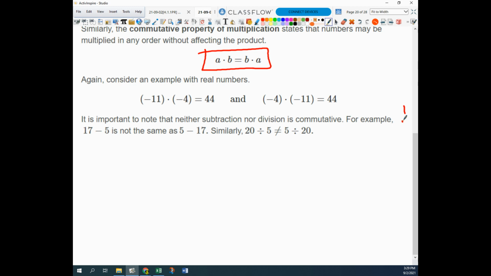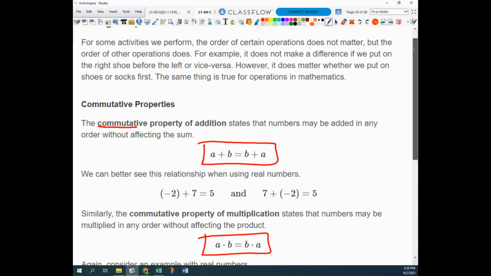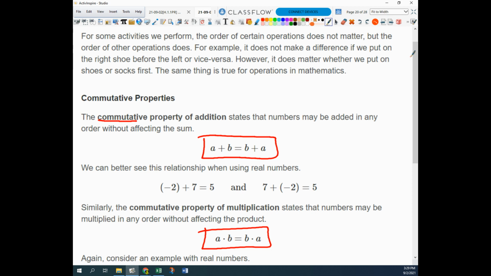If I've got two numbers, 17 and 5, well, it makes a difference the order in which I subtract those. 17 minus 5 is different than 5 minus 17, right? Same with division. 20 divided by 5 is different than 5 divided by 20. So these do not apply to subtraction and division, only addition and multiplication. So that's the commutative property. We're just exchanging two things.